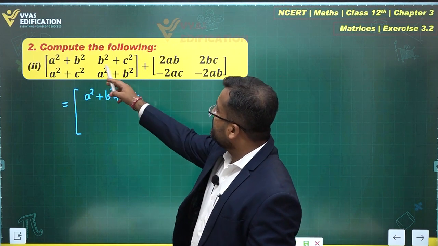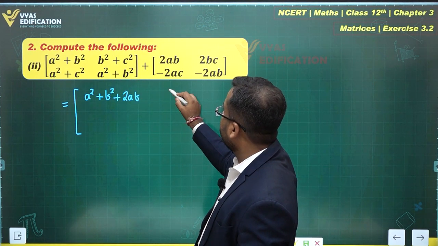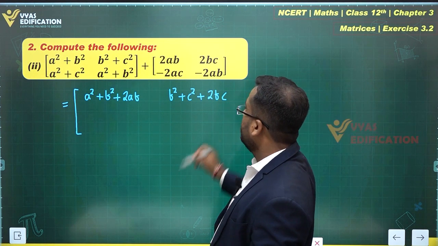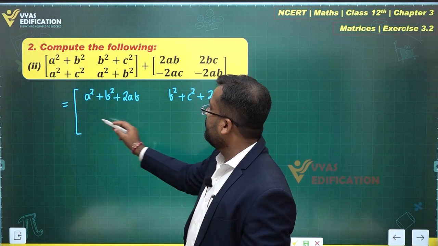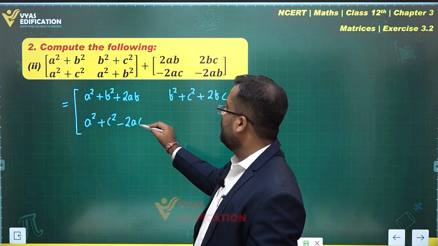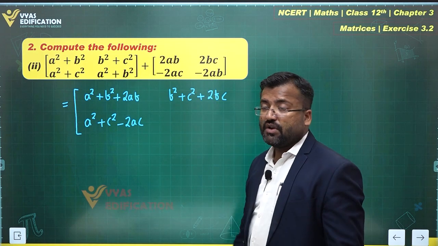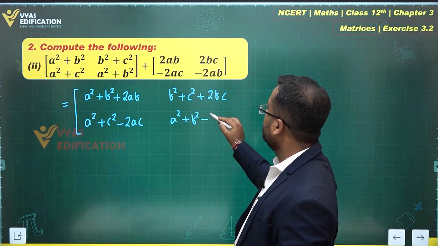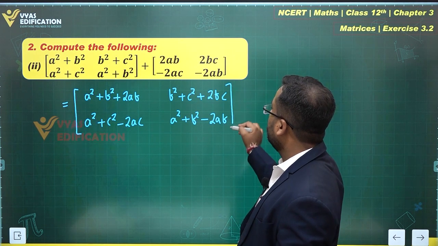Next, this b square plus c square, we add 2bc. Next, a square plus c square minus 2ac. And a square plus b square minus 2ab is remaining. This is the last element, right?